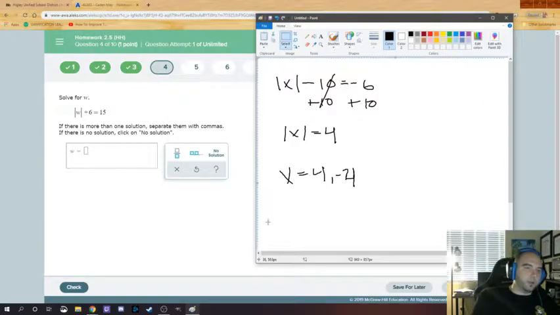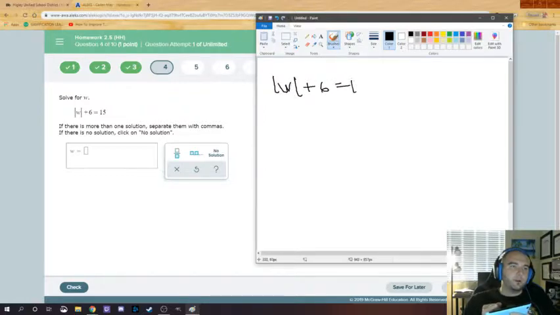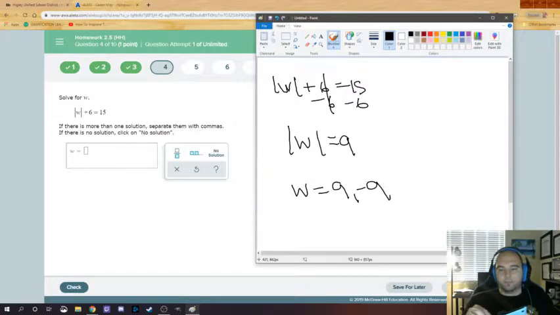Alright, another one. Another similar one. Now, you'll notice on these ones there's addition or subtraction possibly happening, and that's the thing you need to undo. Yours could be multiplication as well. Oh my gosh, that was the worst absolute value sign on the planet. Alright, so on this one I'm going to subtract 6 first. That leaves me with the absolute value of w, which equals 9. And then you can go right to your 2 answers, 9 and negative 9.